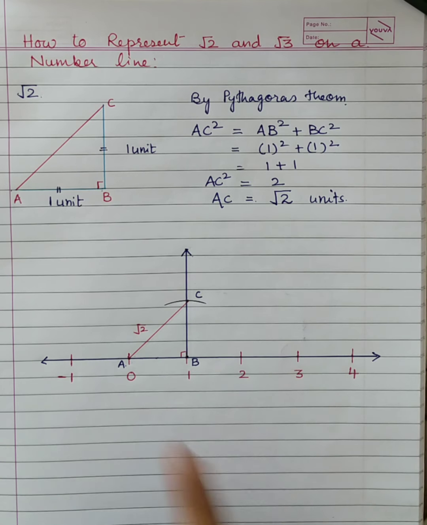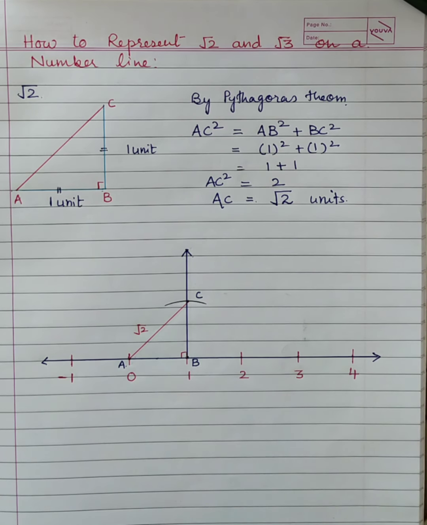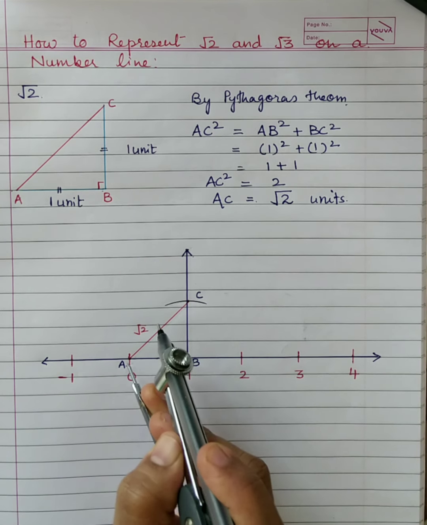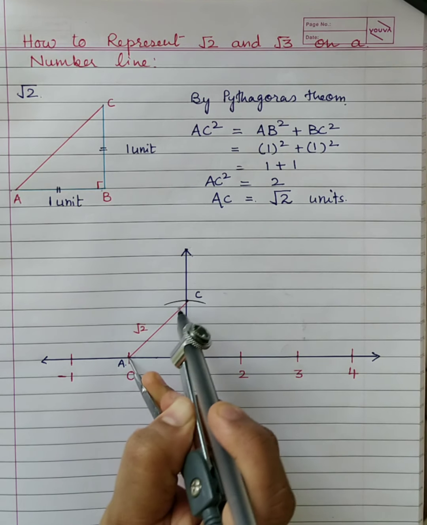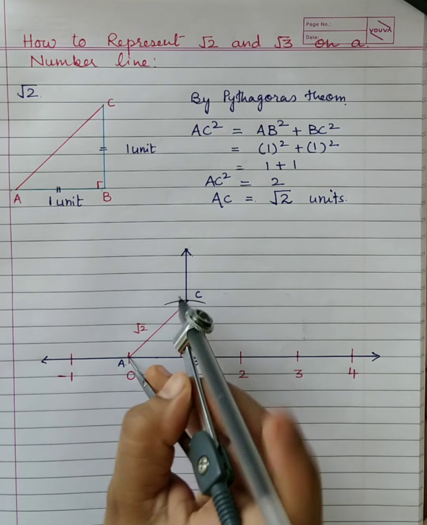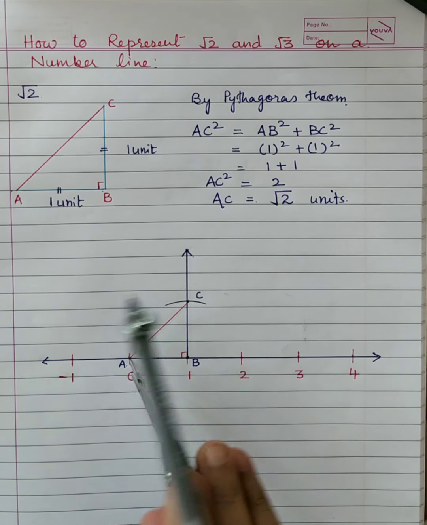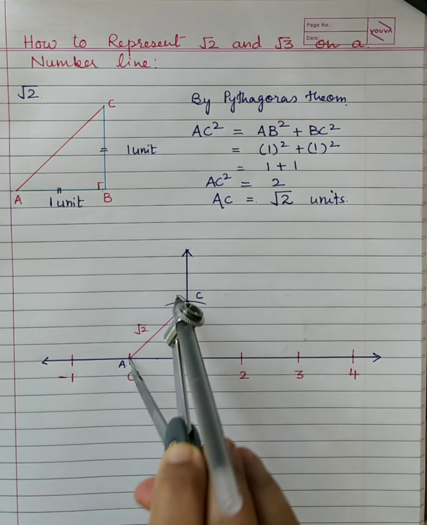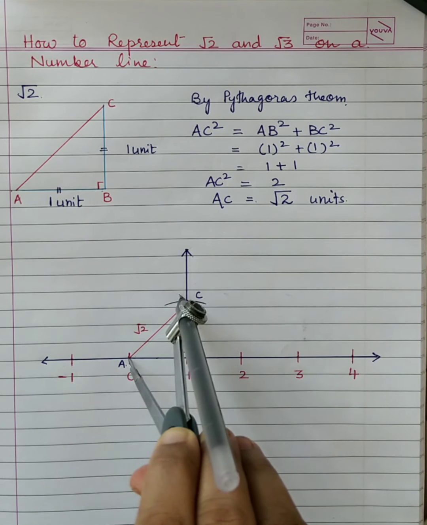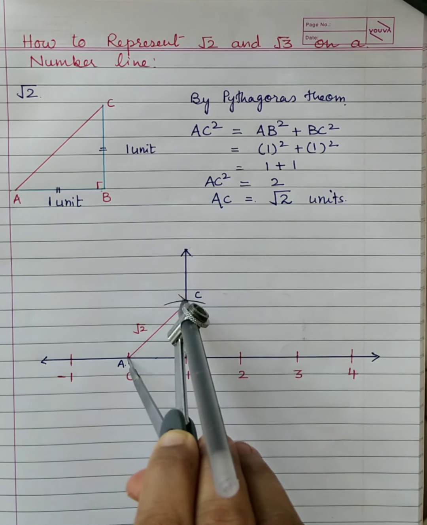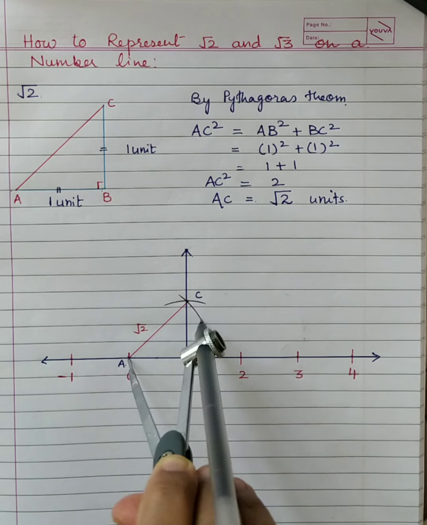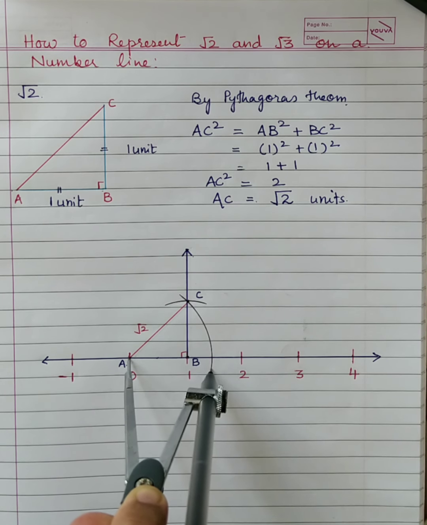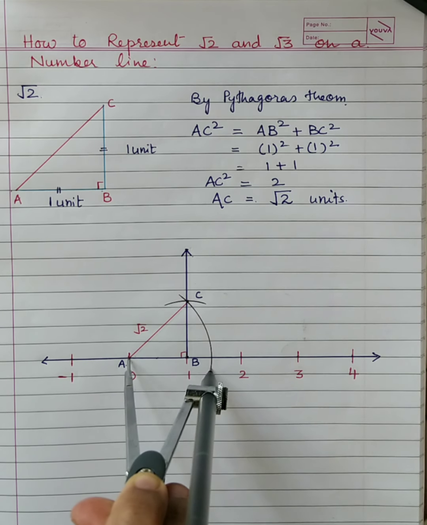Now you need to take this root 2 on this number line. We have to mark that point where it will be. So very simple. Keeping A as the center, cut an arc of what measure, children? Of measure under root 2, or AC. AC is our measure. And extend this arc so that it touches our number line.